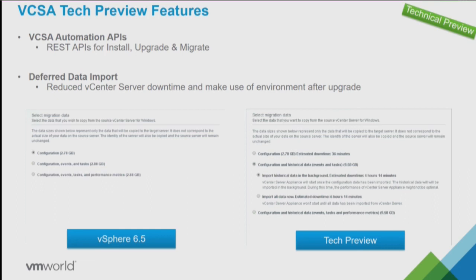So what we're potentially thinking about doing is giving you a new option of bringing over the configuration and inventory right away, and you'll be able to use the vCenter Server appliance while the historical and performance data is being imported in the background. Is this something that you guys would like? See some hands? Yeah. Awesome. Okay, cool. And we're still providing choice, right?